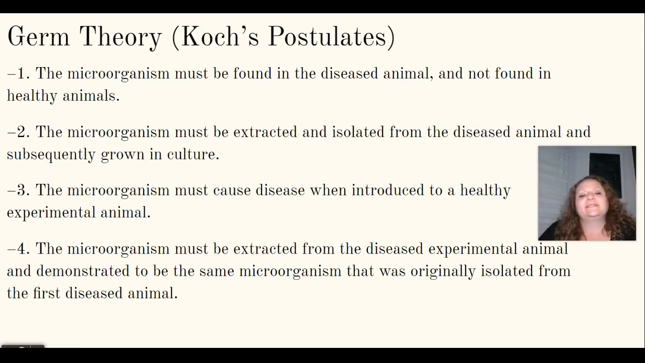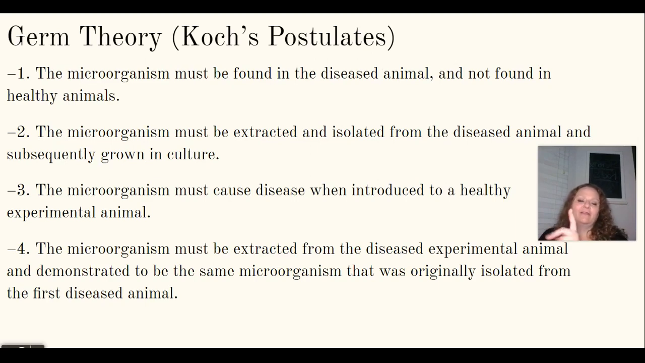Koch is a physician and researcher in Germany, and he is actually coming up with some really impressive things. He is in particular interested in finding some type of vaccine to prevent tuberculosis, which sadly he never accomplished. But he does give us germ theory, which changes medicine. So these are his postulates. These are the four things that are part of germ theory.